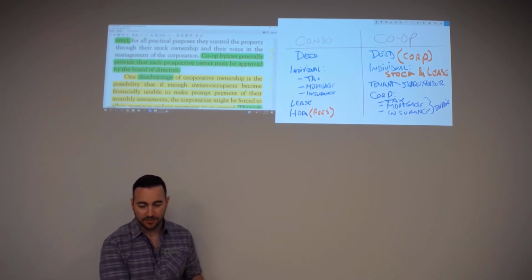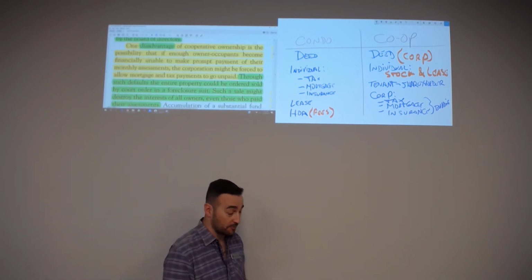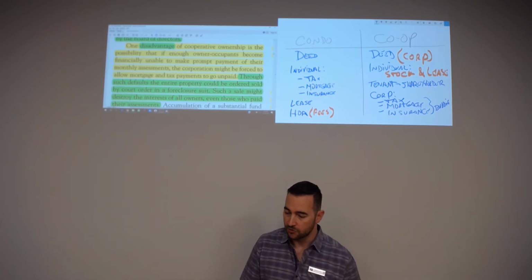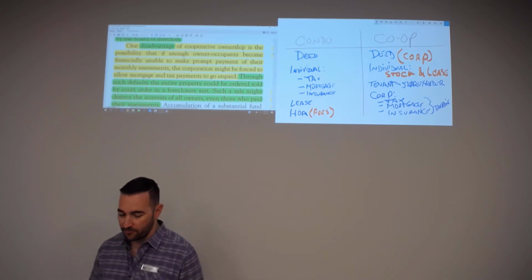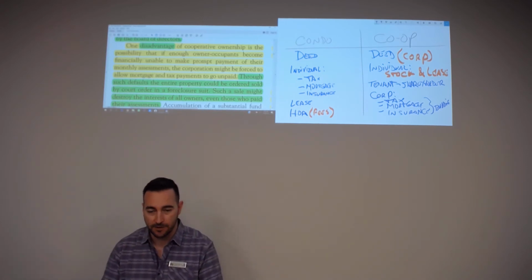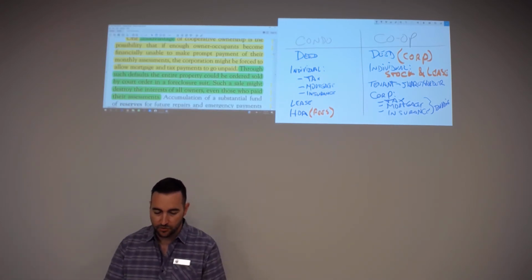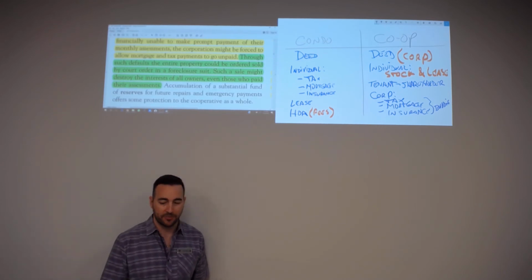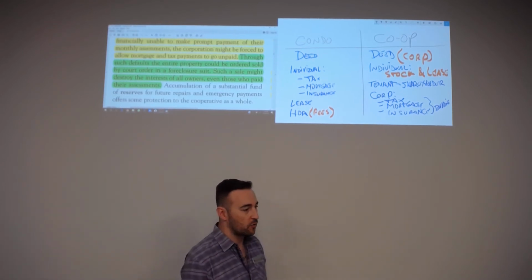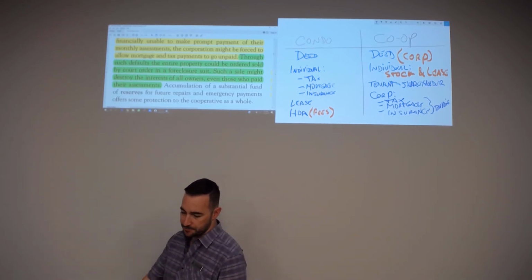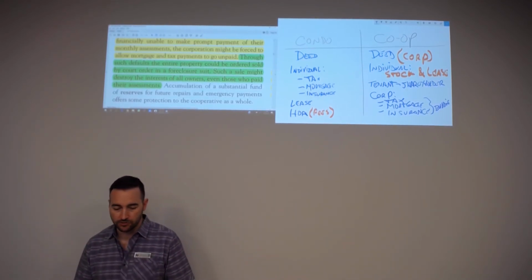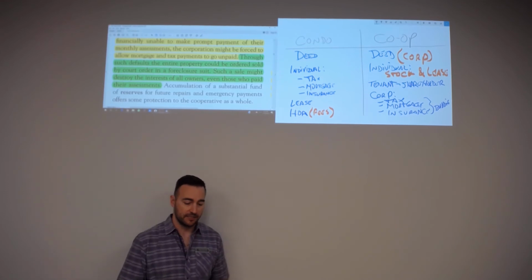So one disadvantage of co-op ownership is the possibility that if enough owner-occupants become financially unable to make prompt payment of their monthly assessments, the corporation might be forced to allow mortgage and tax payments to go unpaid. So through such defaults, the entire property could be ordered sold by a court order in a foreclosure suit. Such a sale might destroy the interest of all owners, even those who paid their assessments.